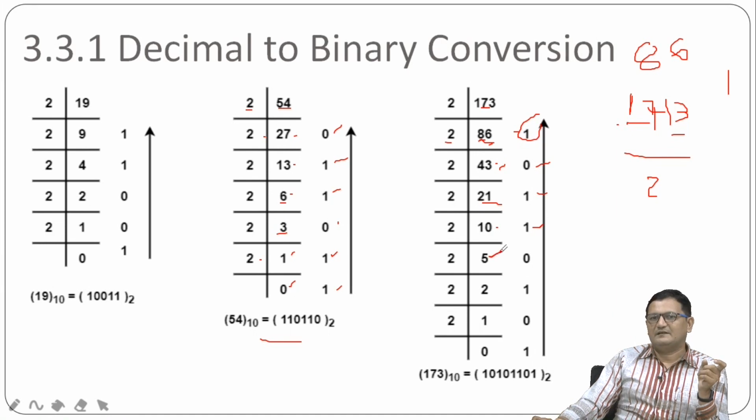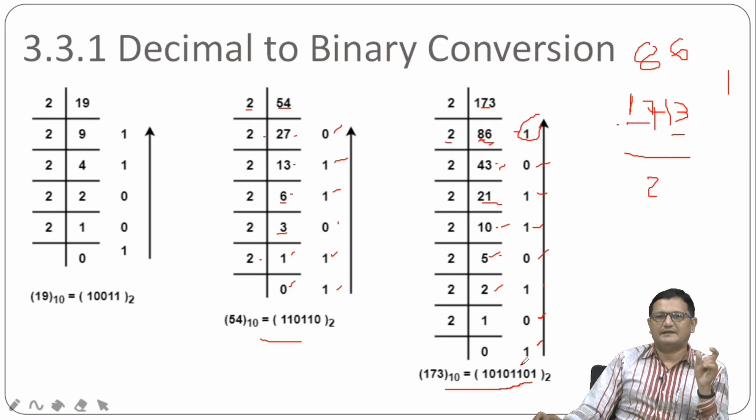2 5s are 10, because 10 is even, so there is no remainder. 2 2s are 4, but the number is 5, so 1 remainder. 2 1s are 2, so there is no remainder. 2 zeros are 0, so 1 is a remainder. You write all this down in this way: 1 0 1 0 1 1 0 1. That becomes the binary of 173.